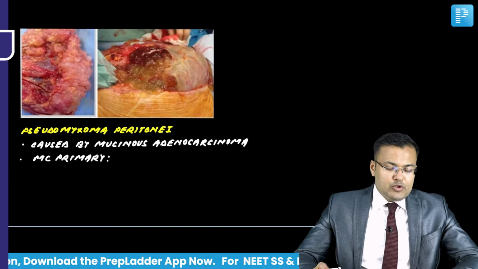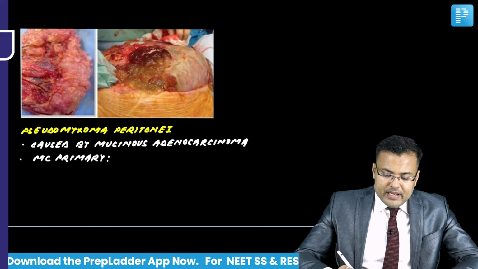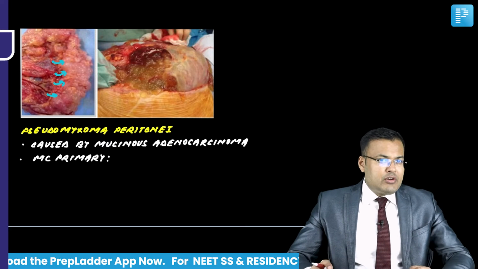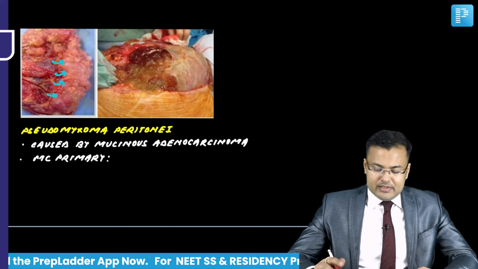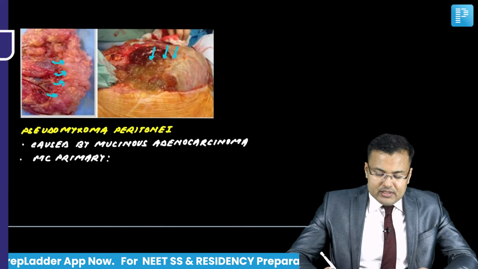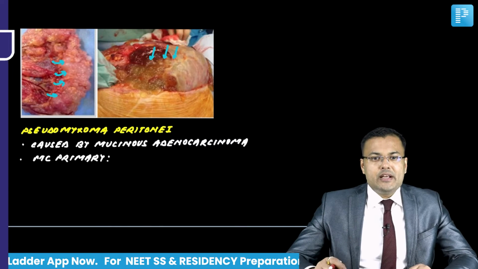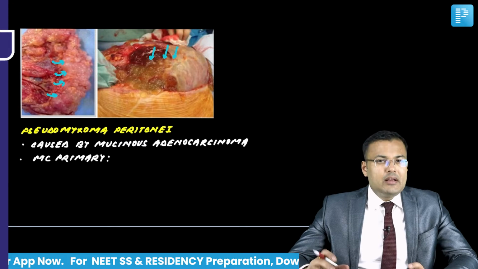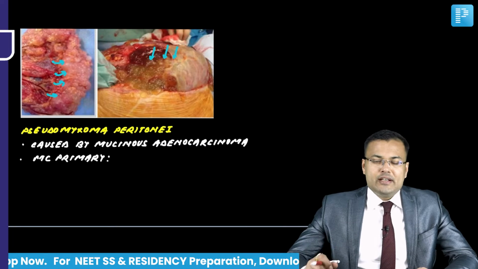What happens in Pseudomyxoma peritonei? You can see here that the peritoneal cavity is studded with jelly-like substance. There is a collection of mucinous or jelly-like substance in the peritoneal cavity. It is caused by mucinous adenocarcinoma. There is rupture of mucinous adenocarcinoma.